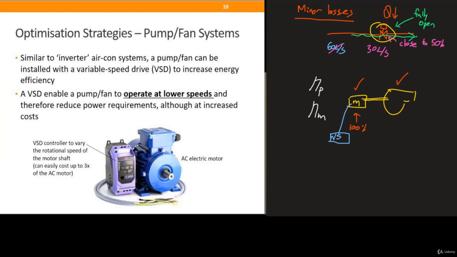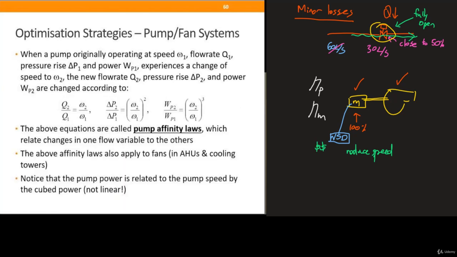So what does a variable speed drive do? A variable speed drive is attached to the motor. It will reduce the motor speed, adjusting the frequency such that it will generate a lower RPM. A VSD can be installed there, but this VSD is actually quite expensive. It can easily cost up to 3 times the AC motor. But this strategy is much better than trying to use a valve to reduce the flow rate.